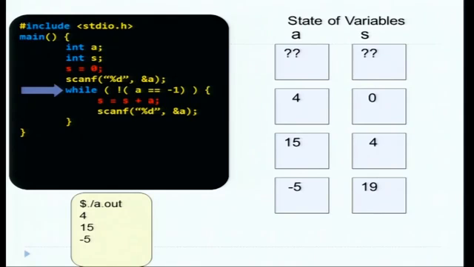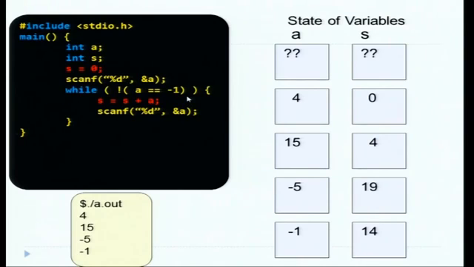Okay, -5 is not -1, therefore you enter the loop again. s equal to s plus -5, so s becomes 14. Then you read the next number, and let's say the next number was -1. So since the number read is -1, you go back to the loop, and this condition becomes false. Okay, so you exit out of the loop.